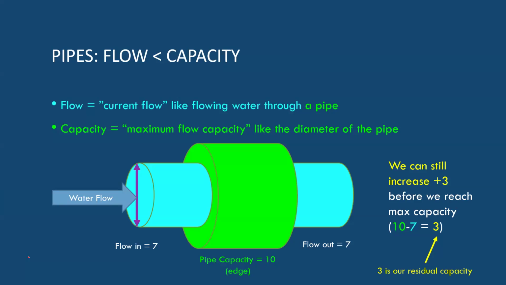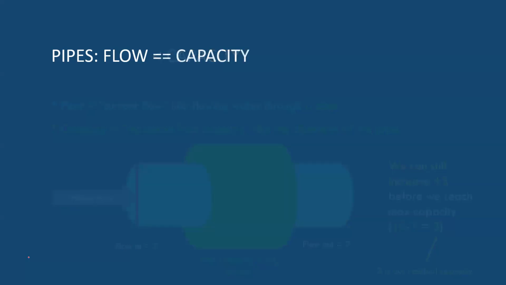So where we're going to go next is talking about residual capacities along a path of edges. So this is just one edge, right? One edge, flow of 7, residual capacity of 3. So yeah, we could pour more water into that pipe and get more flow going through that one thing, right?